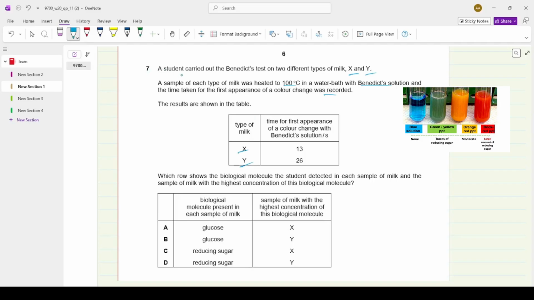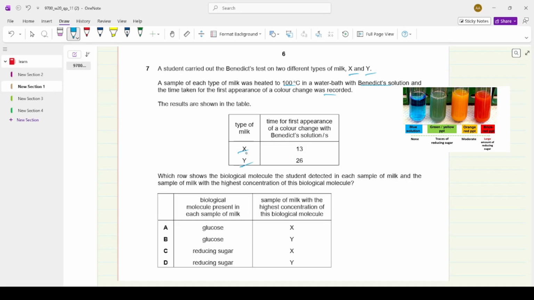Moving forward to number 7, the question is, a student carried out the Benedict's test on two different samples of milk, X and Y. A sample of each type of milk was heated to 100 degrees Celsius in a water bath with Benedict's solution, and the time taken for the first appearance of a color change was recorded. So we have X and Y, and then the time taken for the appearance of any color change. So we can assume that the less the time, the more the concentration of the reducing sugar.